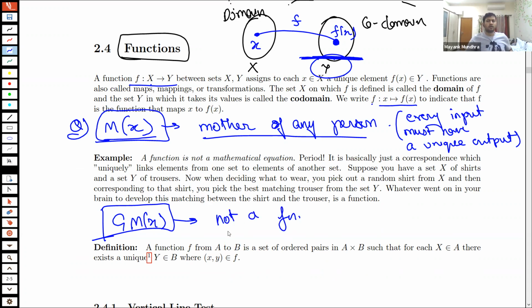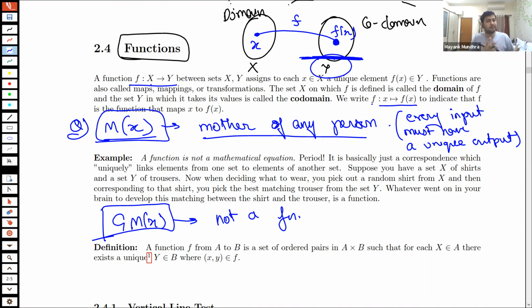Okay. So that's the idea. Mother relationship is a function, but the relationship of a grandmother is not a function because you have two grandmothers. One is your father's mother, the other is your mother's mother. So there are two grandmothers. Similarly, siblings is not a function. It's a relationship, but not a function because somebody can have multiple siblings. Somebody might not have any siblings at all. Somebody might be a single kid.